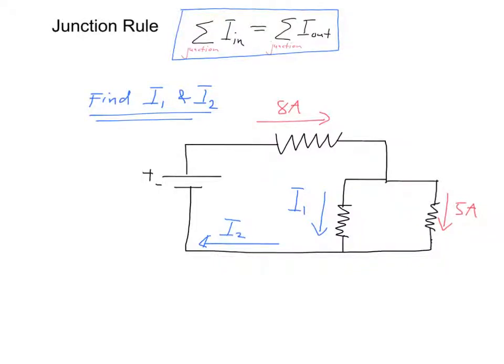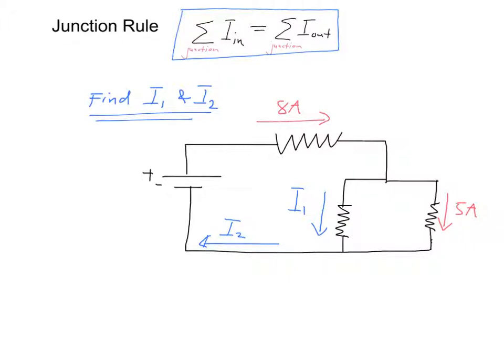In this video I want to give a few examples of Kirchhoff's junction rule, which says that the total current entering a junction of a circuit must equal the total current leaving that same junction of the circuit. So let's apply that to this example right here.